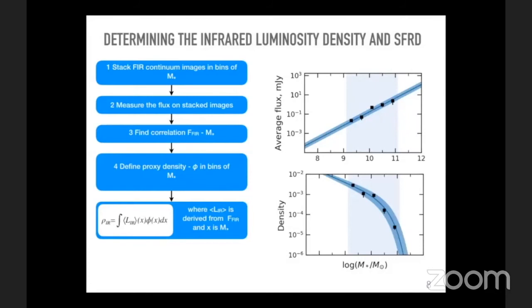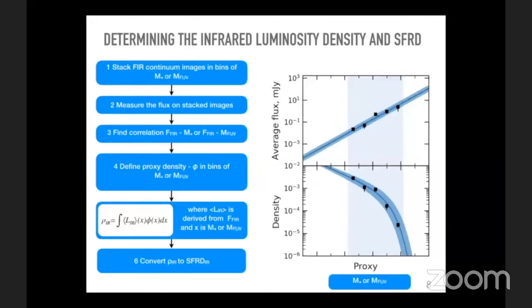And if we extrapolate it to lower and higher stellar masses, we can get the total infrared luminosity density, which can be then converted to star formation rate density. And of course, we can also use other proxies of the far-infrared flux. For example, we can use the FUV magnitudes. And the UV luminosity functions we can also get from the literature, since they're quite well constrained in these redshifts.